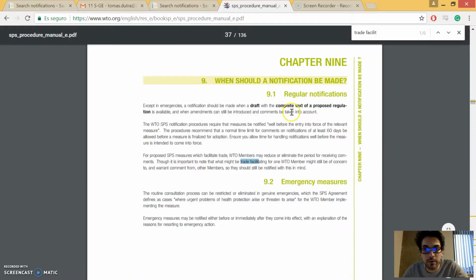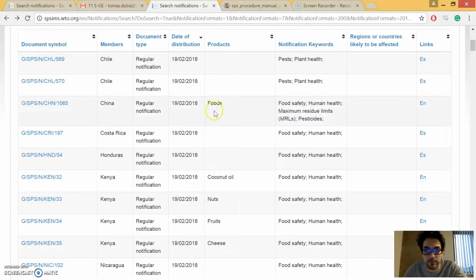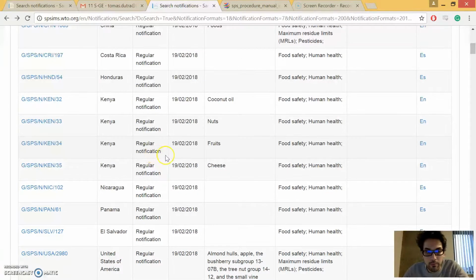Just to show you this, this is a WTO manual on these things, and for proposed measures which facilitate trade, WTO members may reduce or eliminate the period for receiving comments. So it is important to note that what might be trade facilitating for one WTO member might still be of concern to, or warrant comment from, other members. So these are the ones that are deemed as trade facilitating and therefore green under our GT evaluation. I think just roll that caveat over there and know that most of them are not like that.